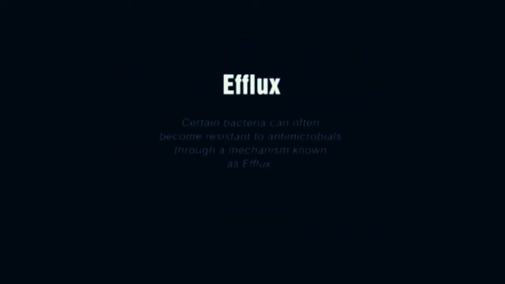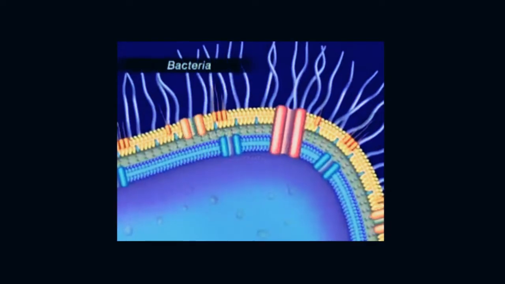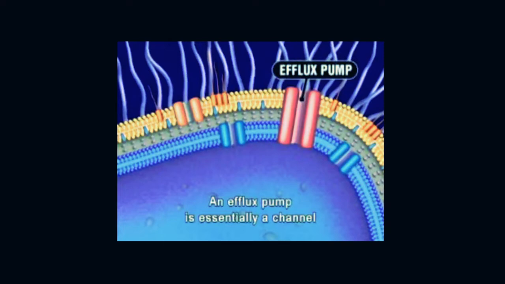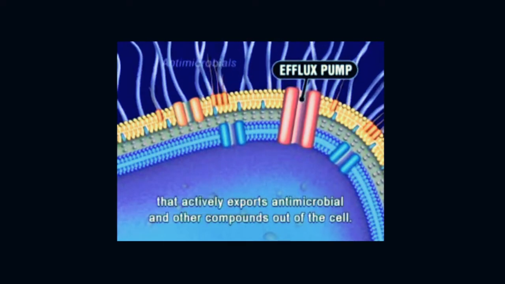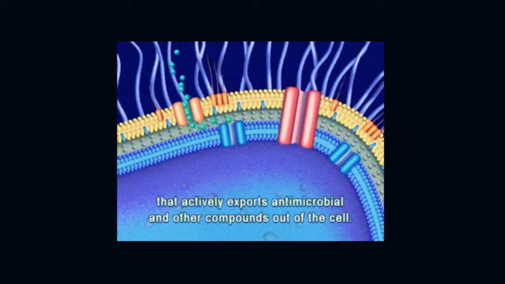Efflux. Certain bacteria can often become resistant to antimicrobials through a mechanism known as efflux. An efflux pump is essentially a channel that actively exports antimicrobial and other compounds out of the cell.